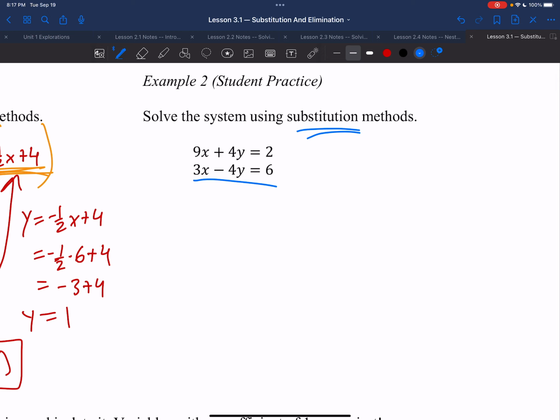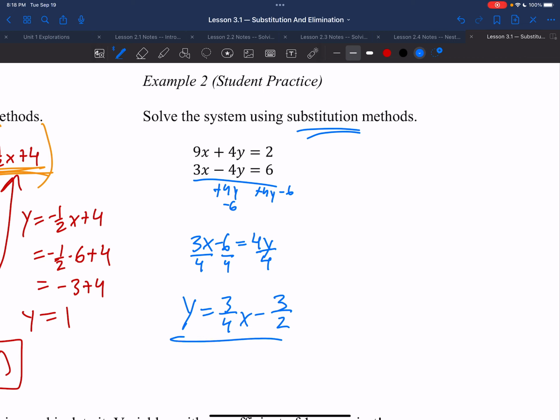So I'm going to take this equation and isolate y. Let's add 4y to both sides and subtract 6 from both sides. I get 3x minus 6 is 4y. And then I will divide by 4 to isolate y, which means you divide everything by 4. And so I get y equals 3/4 x minus 6/4, which actually simplifies to 3/2. Now I'll take this expression and replace it with the other y in the other equation.